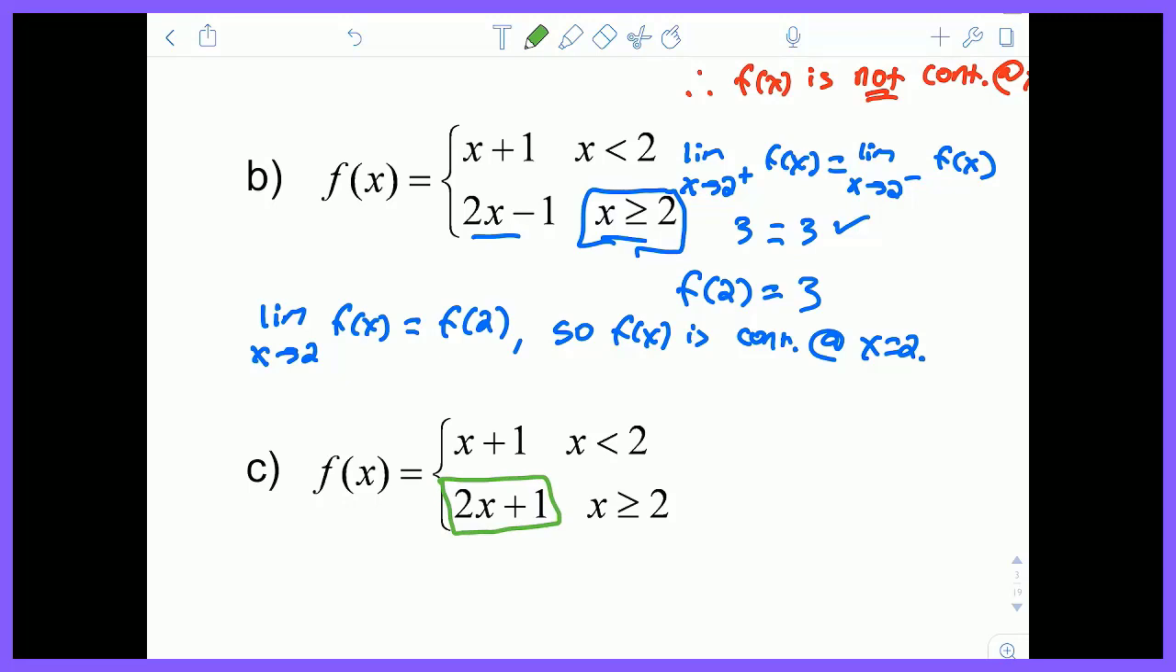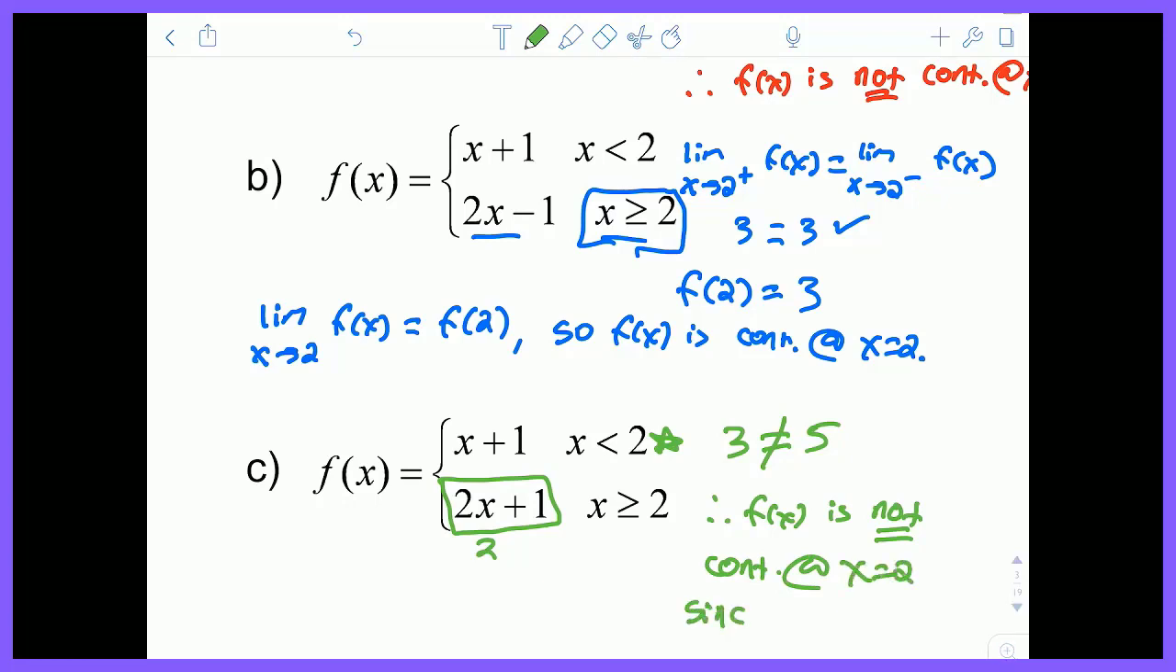And I think you can kind of imagine what's going to happen here. If you try to check the limit values, the limit value from the left, which is this piece up here, is going to be 2 plus 1. That's going to be 3. And that's not going to equal, if I plug a 2 down here into this piece, 2 times 2 is 4 plus 1 is 5. So f of x is not continuous at x equals 2 since the limit as x approaches 2 of f of x does not exist. Okay, so since the limit doesn't exist, it can't be continuous. Right? If a limit doesn't exist, we know there's some type of discontinuity there.